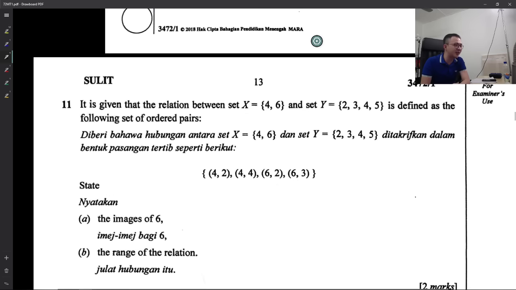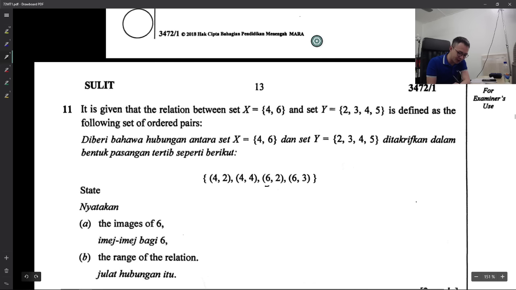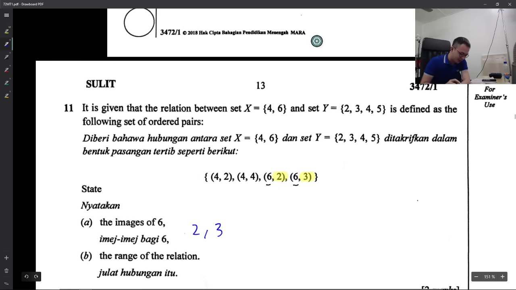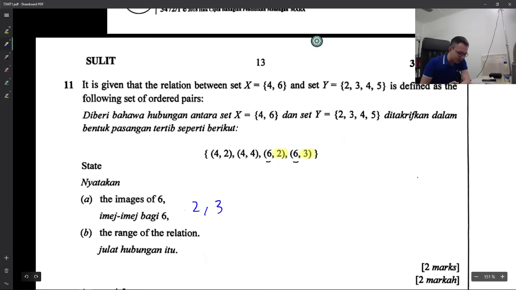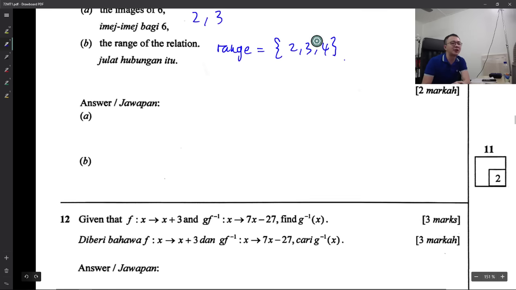Okay, it is given the relations between set x and set y. So it's given over there. The image of 6: both over here you have 6, right? So the image of 6 obviously will be 2 and 3. 2 and 3, simple. The range of the relation, when they say range, we only take the y values. So therefore, the range should be all the y, 2, 3, and 4. That's all. No need to write the repeated number.